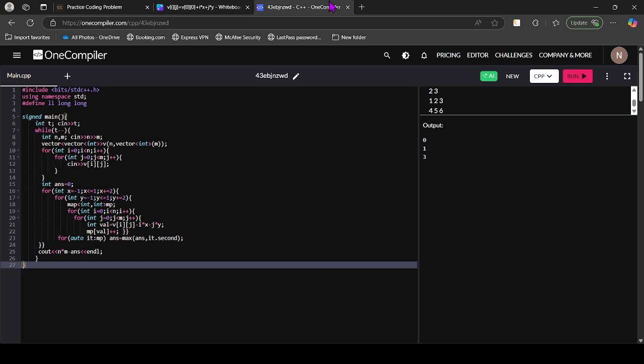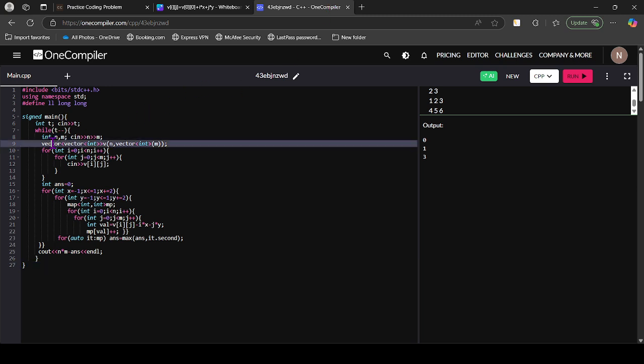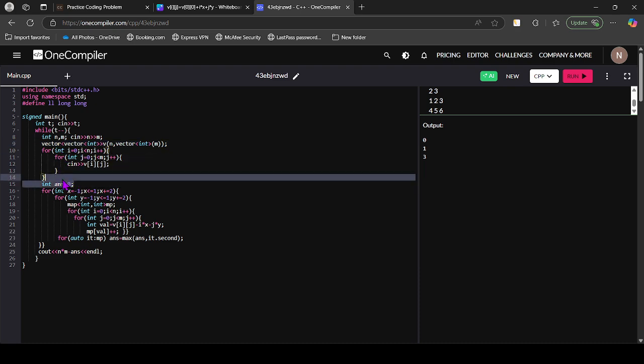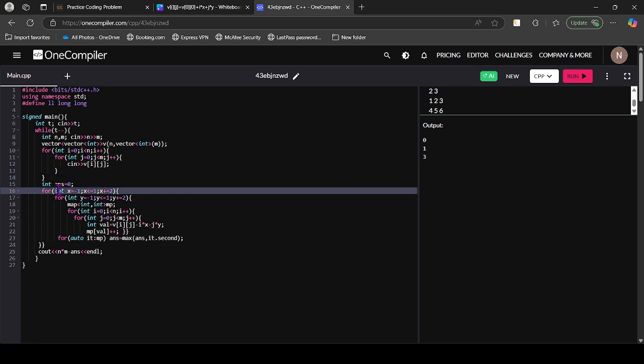Let's check the code. So we are taking a two-dimensional vector, and we are inputting the values, and initially the answer is 0. The values of x are minus 1 and 1. So the loop is: x equal to minus 1, x less than or equal to 1, and x plus equal to 2, because we want only 1 and minus 1. So minus 1 and 1. Similarly for y, minus 1 and 1. And we are taking a map.